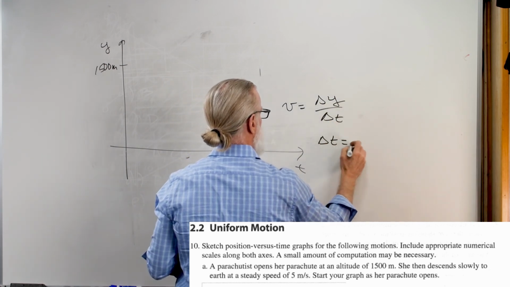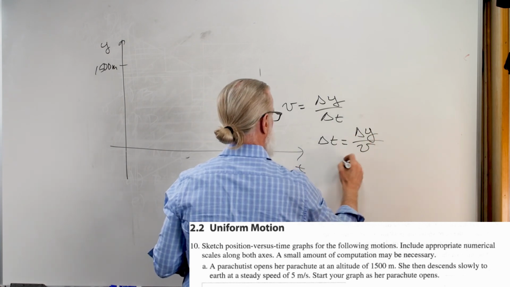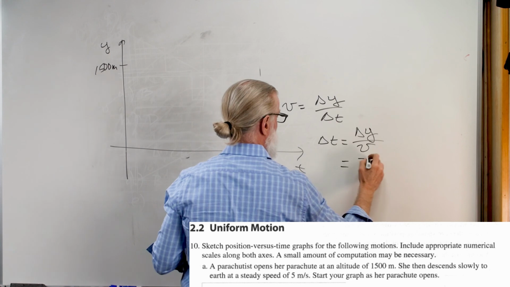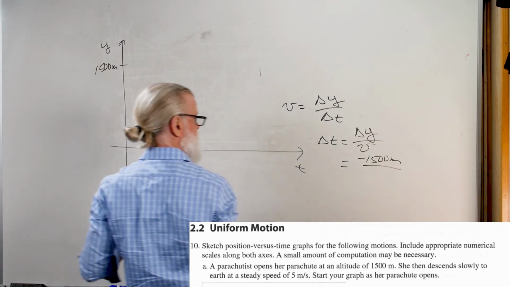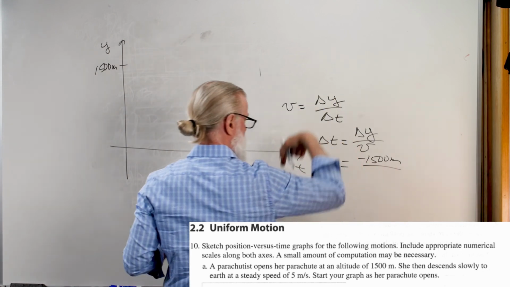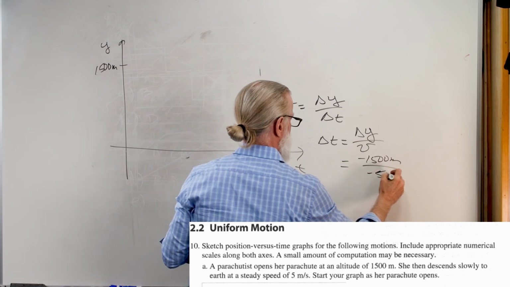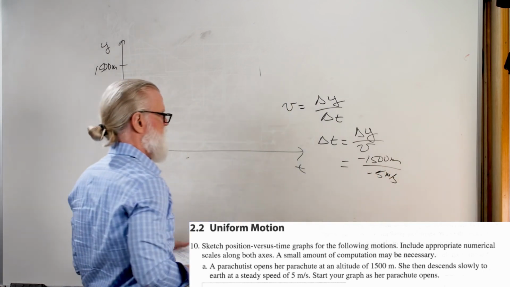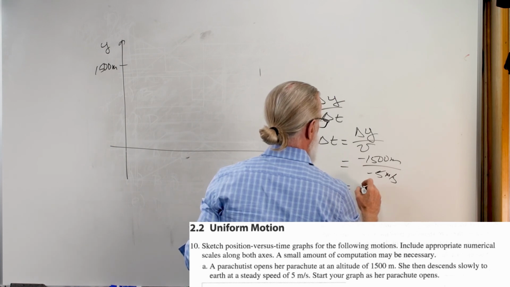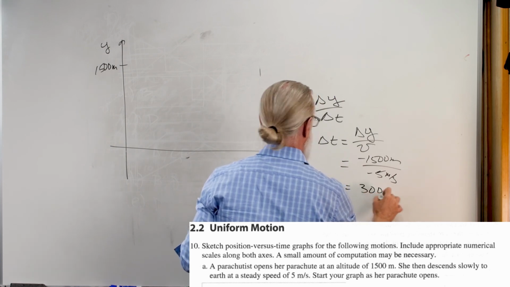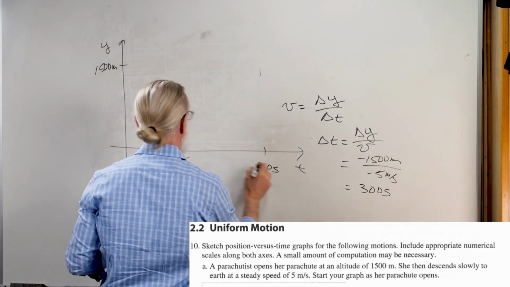So delta T, therefore, the time it's going to take her to fall is her delta Y over V. And we know her delta Y is going to be negative 1,500 meters. That's how far she's going to drop, negative because it's downward. And her speed is going to be minus 5 meters per second. So 1,500 divided by 5 is 300 seconds. All right, so she's going to make it to the ground in 300 seconds.